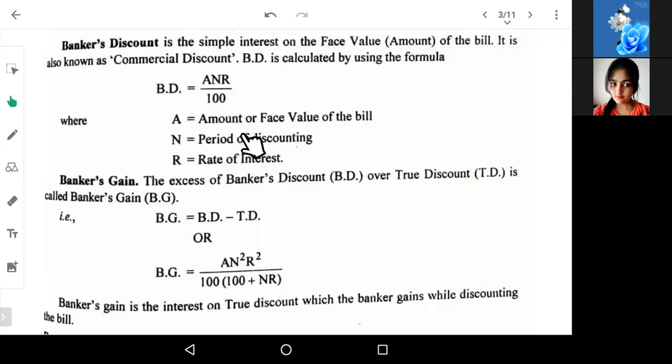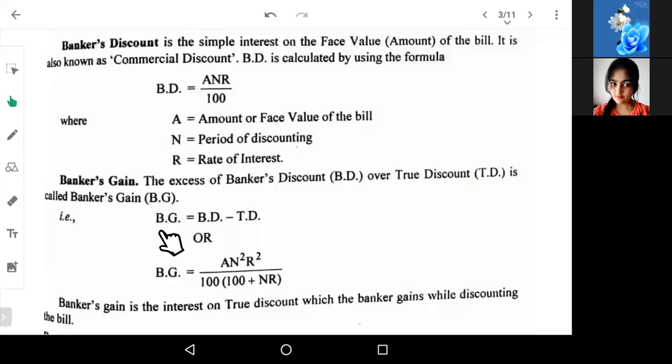Now moving further, we have to understand a few more concepts, that is banker's gain. The excess of banker's discount over true discount is called banker's gain. So banker's discount minus true discount, if banker's discount is more than the true discount, then it is called banker's gain. We will be calculating true discount and banker's discount, and if you find the difference between those two, you will get banker's gain.